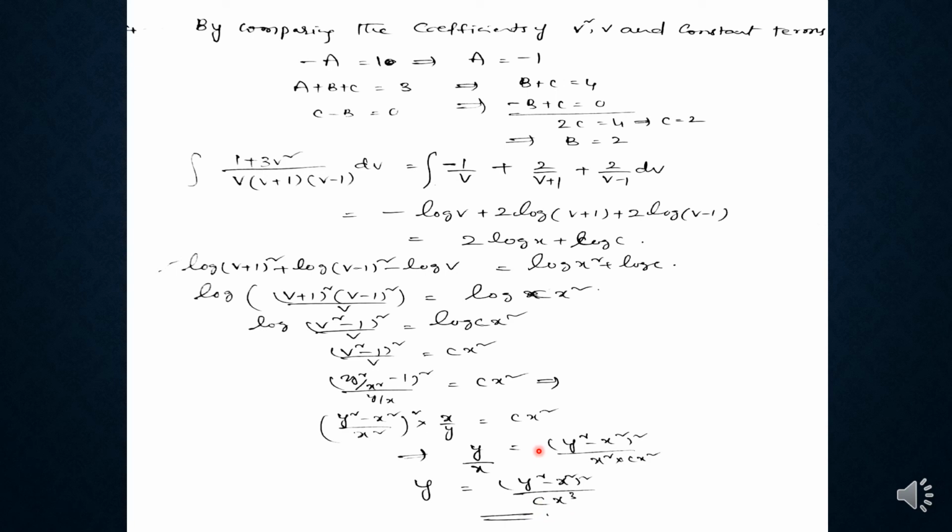So thus we can solve differential equations by using this method, that is homogeneous differential equations.